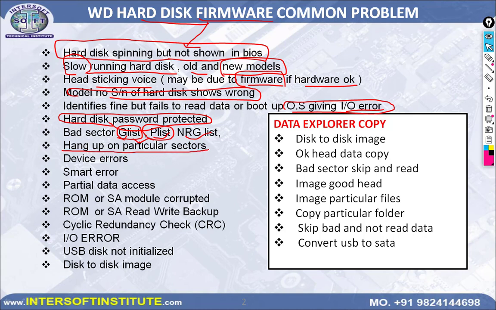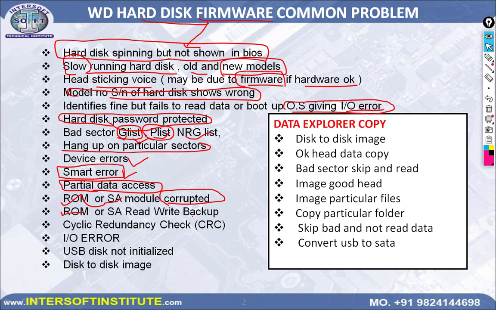Hang up on a particular sector: it goes to a particular sector and stops. Device error, SMART error. SMART is a type of log which records all the activity: how many bad sectors, how many times the hard disk ran, how many errors came, and all those records are in SMART. When we reset the SMART, it resets the counters to 0. Partial data access means half the data is accessible, half is not. Some heads are reading, some heads are not reading. If the ROM file or a service area module is damaged, then we can repair it or we can shift the module.